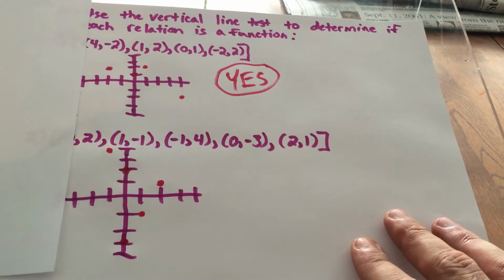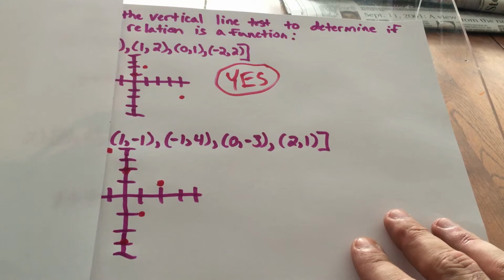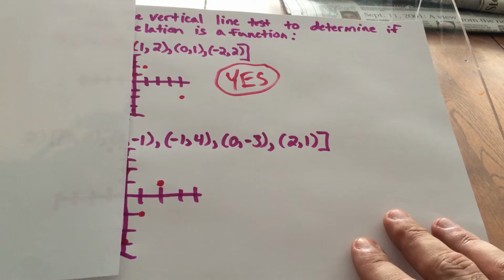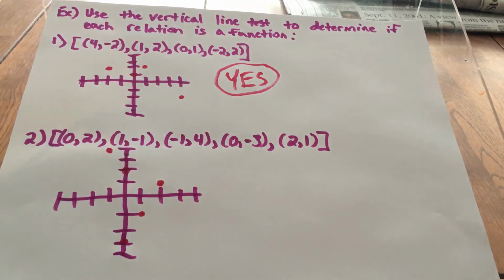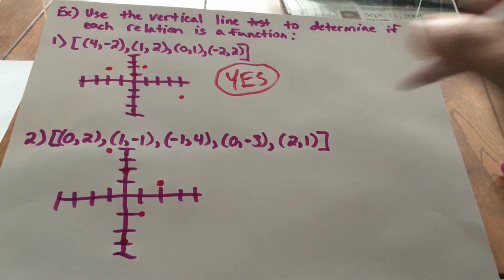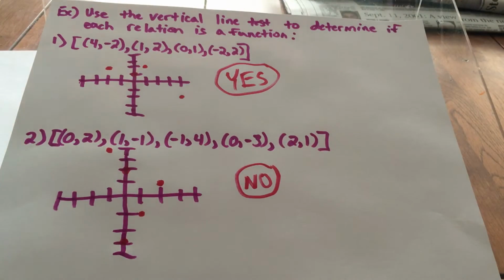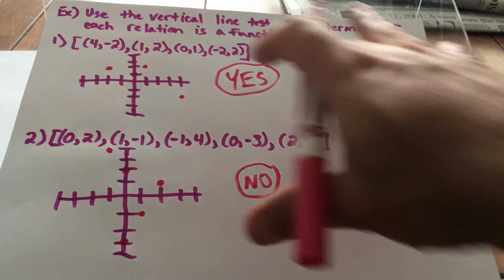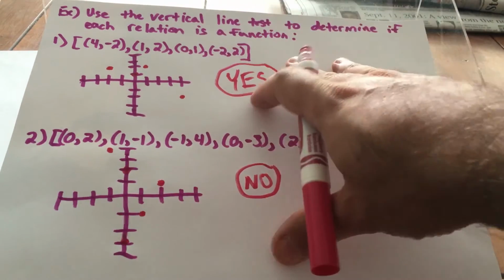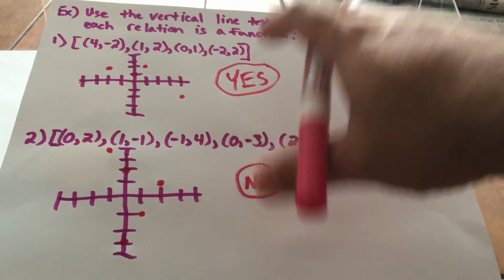Using the vertical line test, we can slide our paper. Boom, it only hits 1. But right here, boom, it's hitting 2 points. So we can immediately stop and say, this is not a function. So you can say no or not a function. But for the purposes of this exercise, I just wanted to show you how to graph points and use the vertical line test in that way.